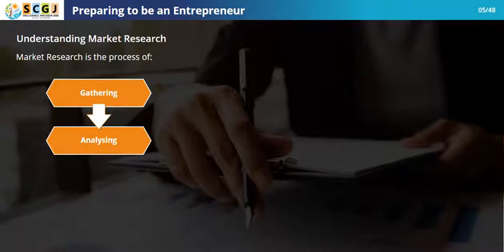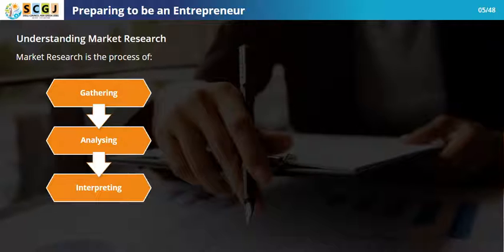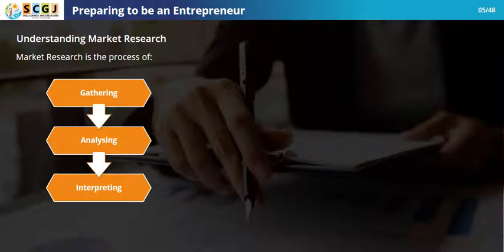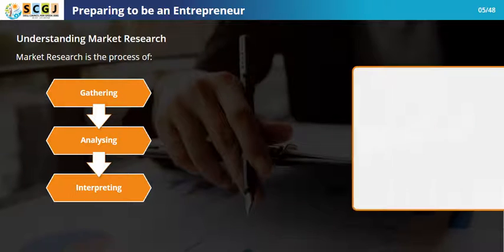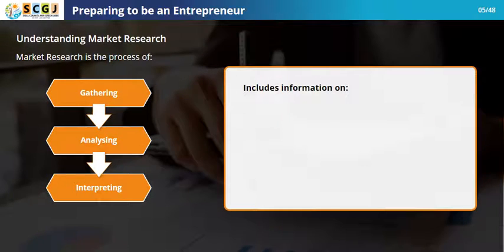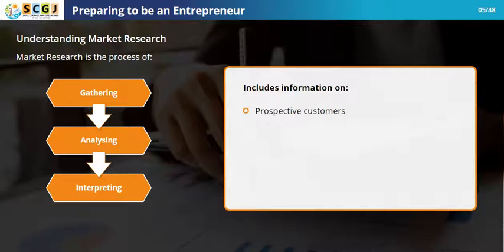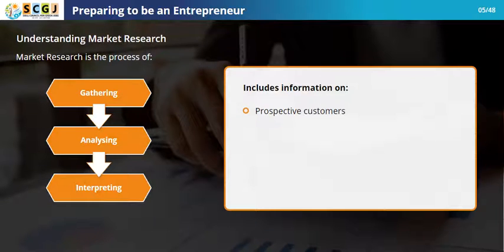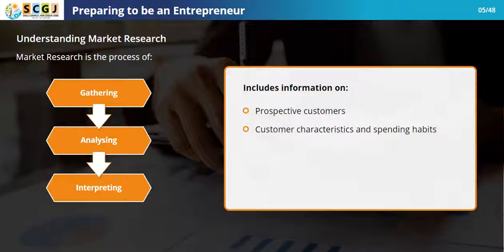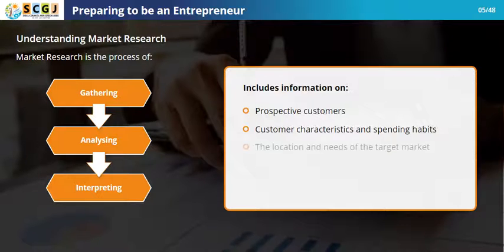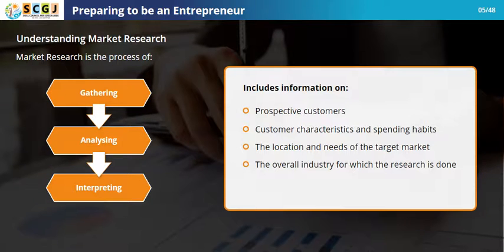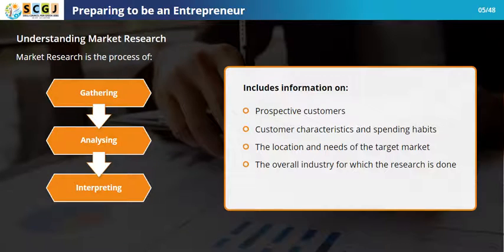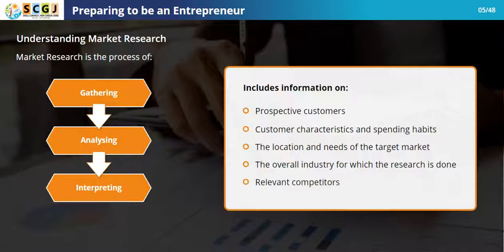Market research is the process of gathering, analyzing, and interpreting market information on a product or service that is being sold in that market. It includes information on past, present, and prospective customers, customer characteristics and spending habits, the location and needs of the target market, the overall industry for which the research is done, relevant competitors.